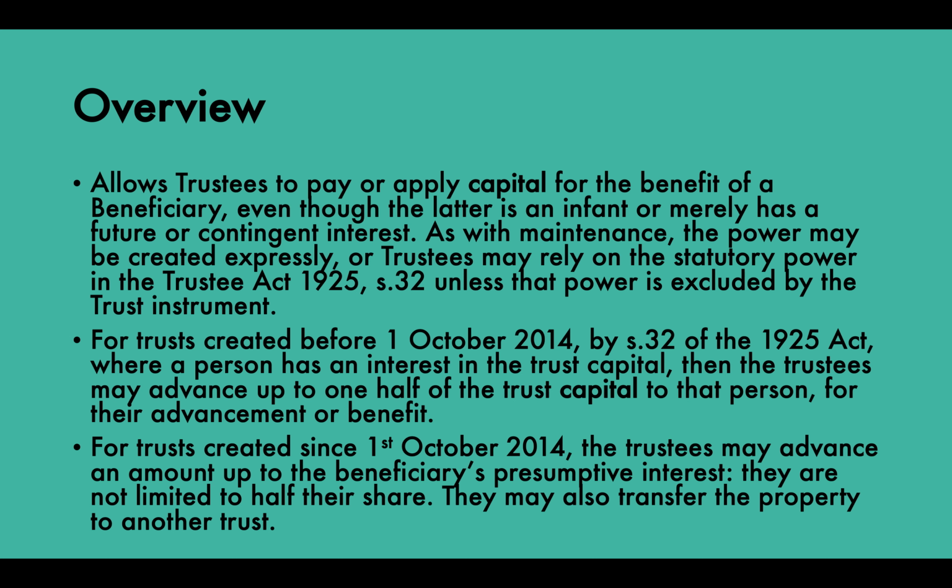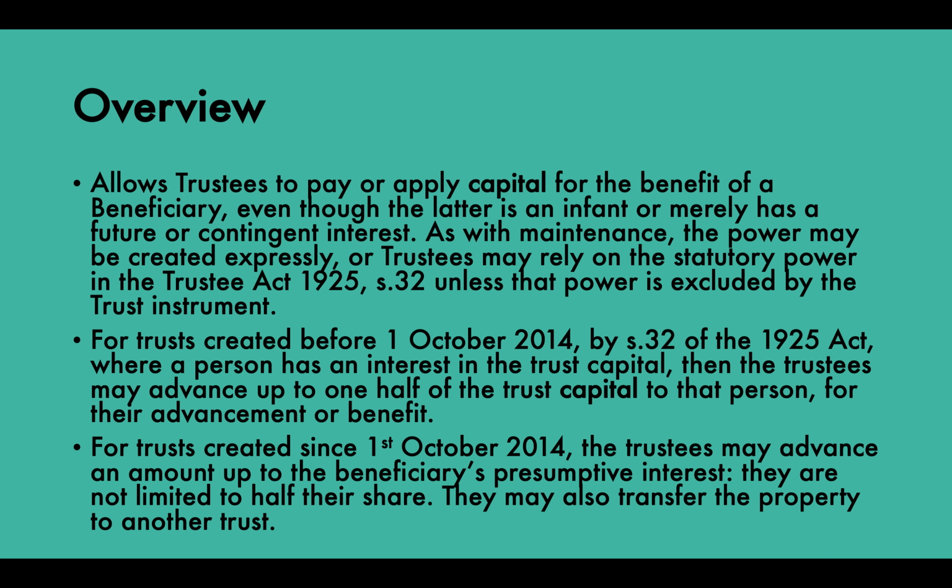So here we are talking about capital, and this is the big difference between maintenance, which is to do with income, and advancement, which is to do with capital. So if we're talking about income, you know we're talking about maintenance, and if we're talking about capital, you know we're talking about advancement. So the power of advancement refers to the power in the trustees to advance capital to a beneficiary, that is, to pay out amounts of capital rather than holding them intact to generate income.